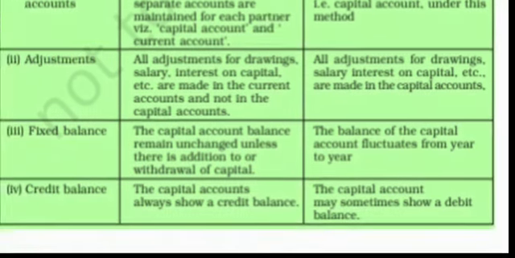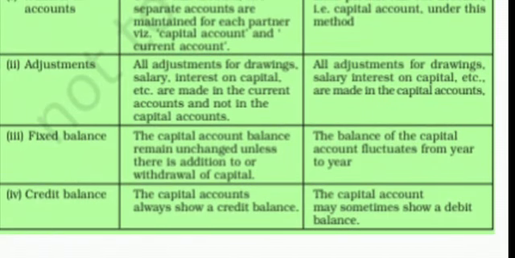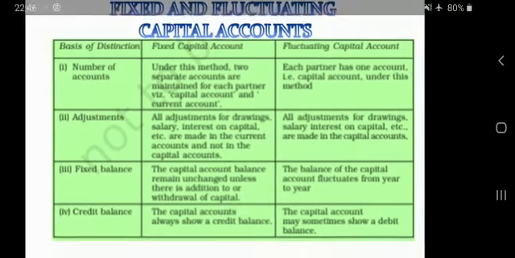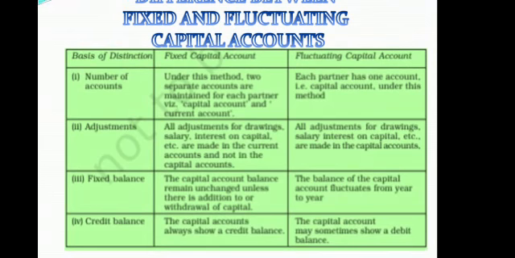Then, credit balance. If we are preparing a fixed capital account, then the capital account of a partner will always show a credit balance, meaning a positive amount of capital. Whereas in case of a fluctuating capital account system, the capital account may sometimes show a debit balance also. Debit balance means there can be a negative amount also. If the amount of loss is very heavy, then the capital account can show a debit balance as well. I hope this distinction table is clear, right?